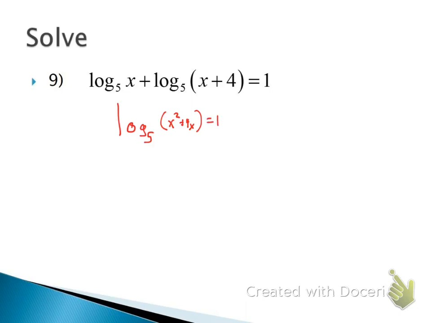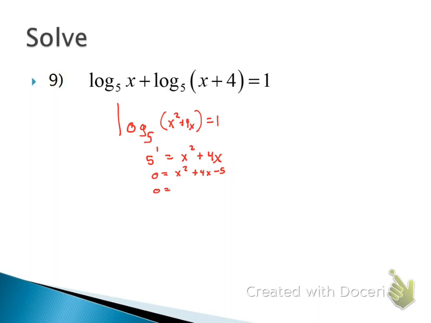Can't solve it in log form. Everybody rewrite it in exponential. 5 to the 1 equals x squared plus 4x. Well, 5 to the 1 is 5, so subtract the 5 over. 0 equals x squared plus 4x minus 5. I think that we're going to get this to factor. What's that going to factor into?